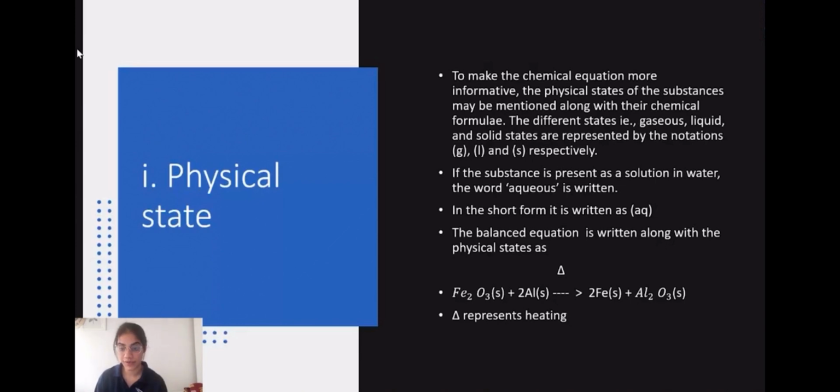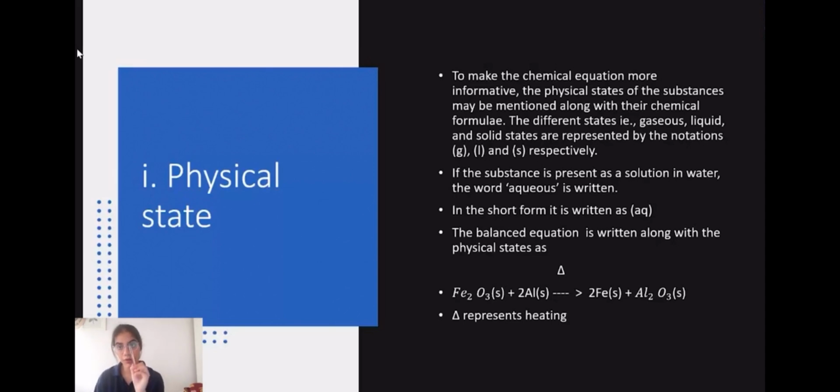Now, if a balanced chemical equation of ferric oxide reacting with aluminium giving us iron plus aluminium oxide is written, and we have to see that heat is provided to it, and we have to mention all the physical states, it will be written as Fe2O3, which is iron oxide, in the solid state. So we represent it as s, plus 2 molecules of aluminium, which is in the solid state, react together and give iron, which is in the solid state, and Al2O3, aluminium oxide, which is also in the solid state.